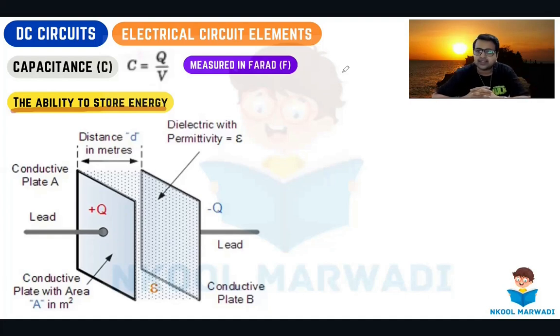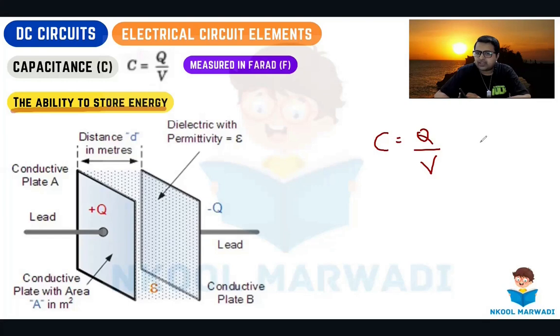So capacitance is the ability to store charge. We write it like this: capacitance is equal to charge upon potential difference. Because whenever we apply a potential difference, current will flow, charge will flow. Now, if that charge flows through a particular medium, and that medium can store that charge, then we will say that medium possesses some capacitance.